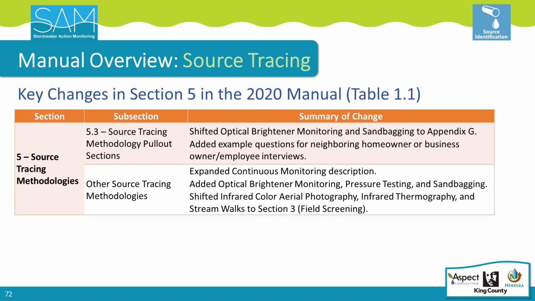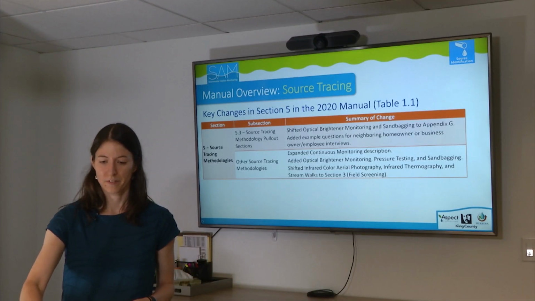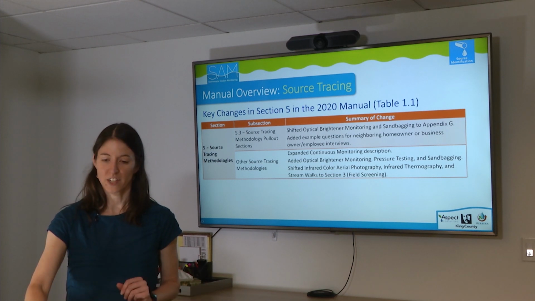We also added some example questions for neighboring homeowner or business owner or employee interviews that may be useful to you. And in the other source tracing methodologies, we expanded the continuous monitoring description, and we also added the optical brightener monitoring and sandbagging that got shifted to the appendix, as well as pressure testing. And I mentioned earlier that we shifted the infrared color aerial photography, infrared thermography, and streamwalks to section 3, the field screening methodology table. So we added 3 and shifted 3.